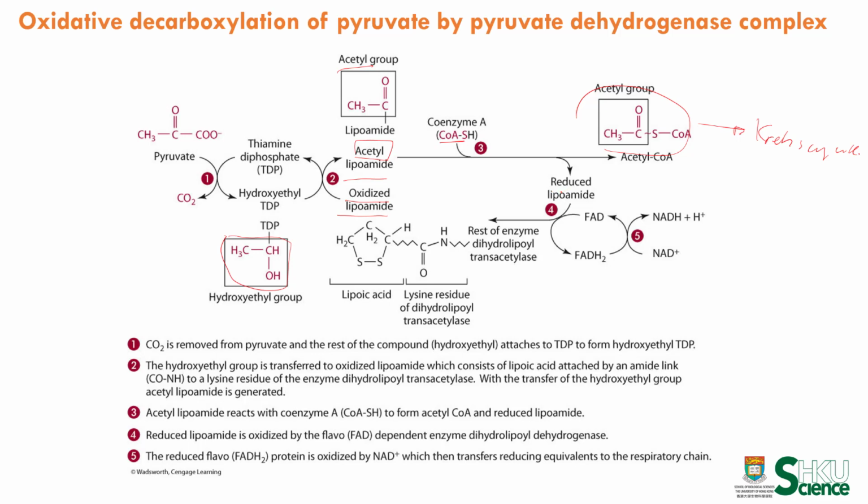Now, the reduced lipoamide that is formed by the reaction of acetyl lipoamide with CoA will then be oxidized by the FAD and NAD system to reform the oxidized lipoamide to start the process again. So you will see that TDP, thiamine, is regenerated rather efficiently in this process. It can be pretty much regenerated many times. So this is how thiamine participates in energy metabolism in the pyruvate dehydrogenase step.